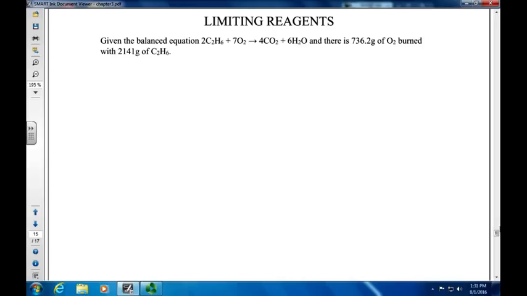So let's start off with oxygen here. We're going to take the mass that we're given, which is 736.2 grams, and we're going to convert it to moles. And we're not just going to convert it to moles, we're going to convert it to the moles of one of the products. You could choose either product. Again, I'm going to choose CO2 today, but I could just as easily have chosen water. And the idea being that you don't want to switch from one to the other. So you choose a product and you stick with it regardless.